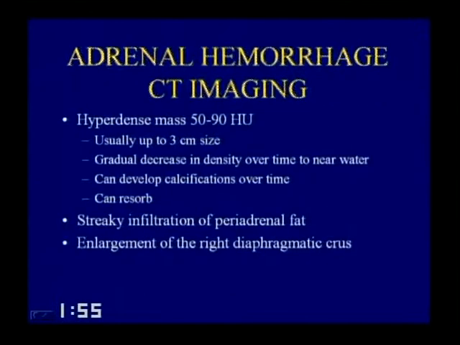So what do you look for? In the acute phase, you're going to see a hyperdense mass, 50 to 90 Hounsfield units, similar to blood. They can be up to 3 centimeters in size, and then they'll do what blood does: gradually decrease in density over time, reaching near water density. It can calcify. It can resorb, just like a hematoma anywhere else in the body. You may see streaky infiltration of the periadrenal fat, as Dr. Grant showed you, and you may see enlargement of the right crus.